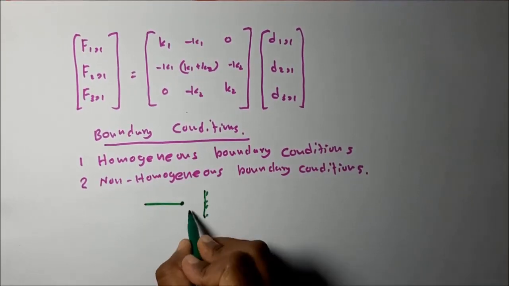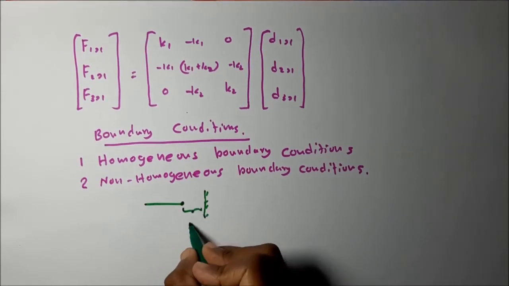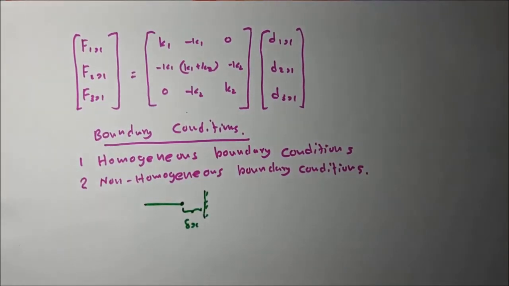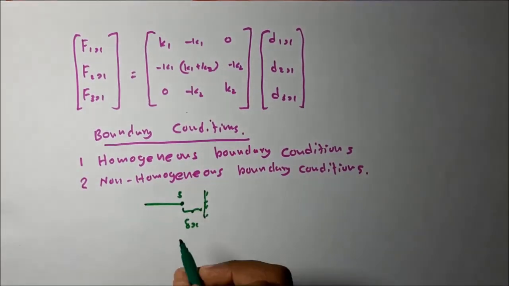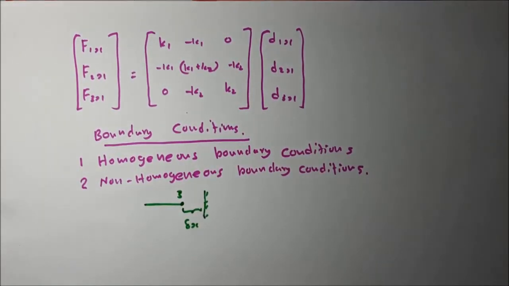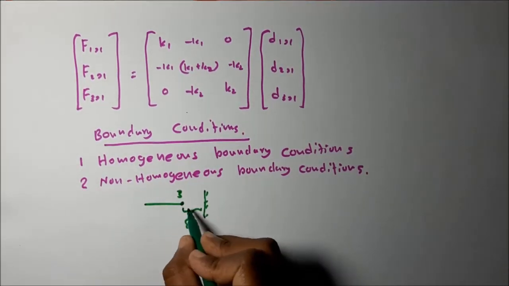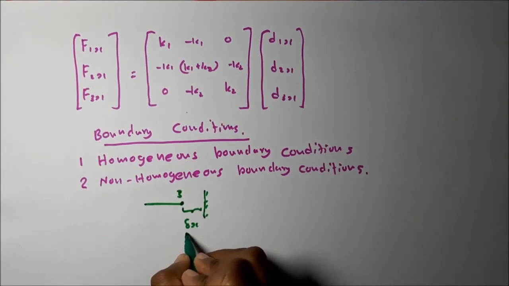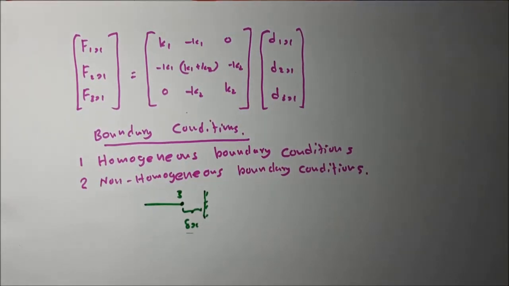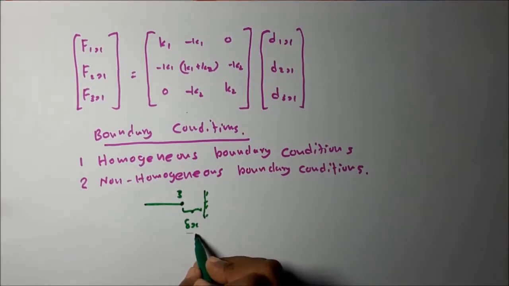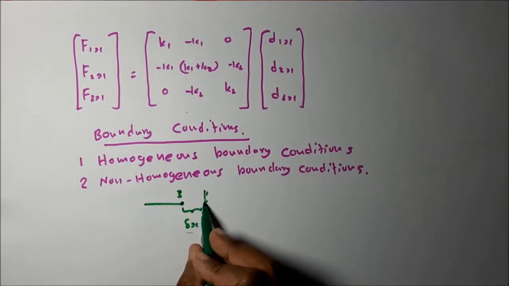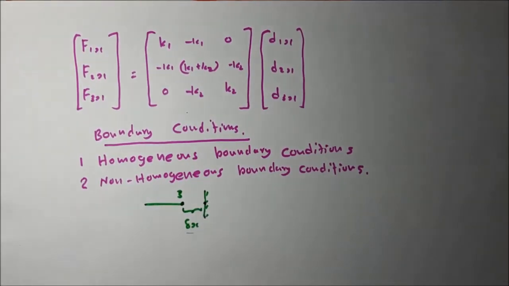For example, delta x, for node 3, this is the non-homogeneous boundary condition. When the structure is loaded, it will allow delta x displacement. Then it definitely displaces by the delta x amount when loaded, and at this position it will settle. This is called the non-homogeneous boundary condition.